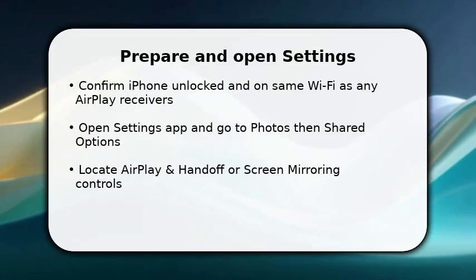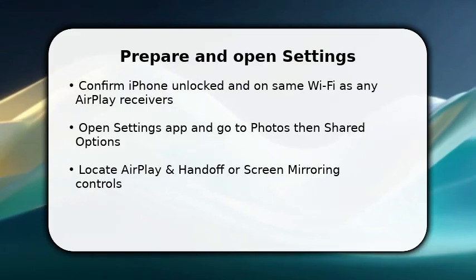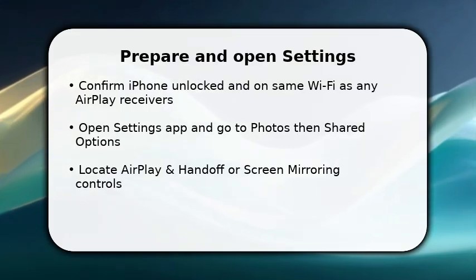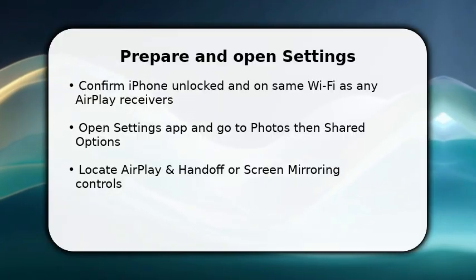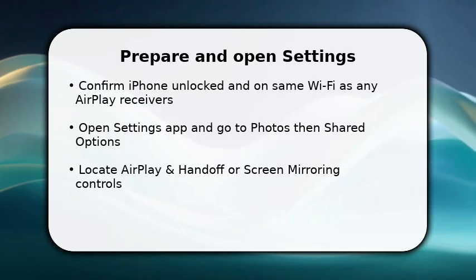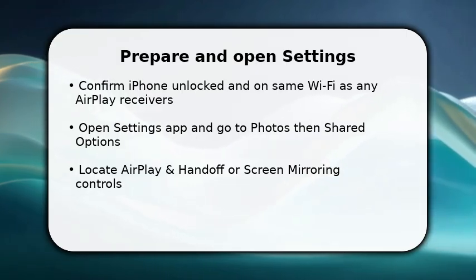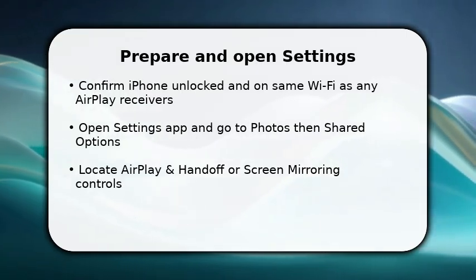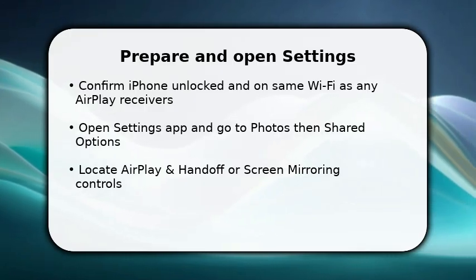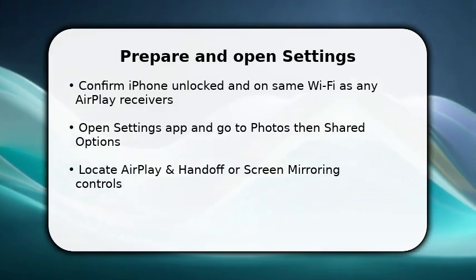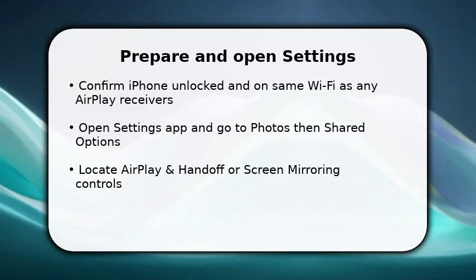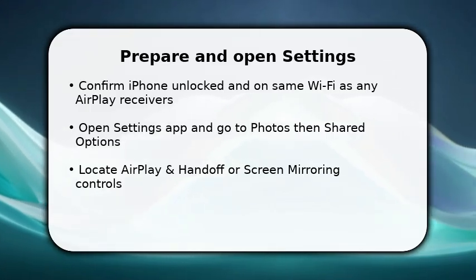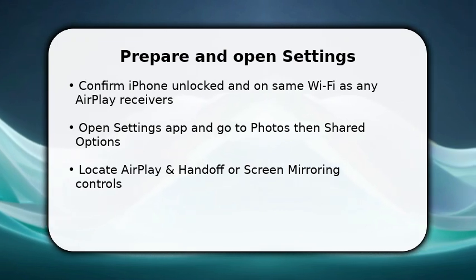You start by ensuring your iPhone is unlocked and on the same Wi-Fi network as any device that might mirror images. This prevents surprises. Once done, open Settings and jump straight to Photos. You need the Shared Options section to control automatic sharing. Make sure to also check Settings, General, AirPlay and Handoff or Screen Mirroring. These are the controls that enable or disable image mirroring. Act now so you can change the actual behaviors in the next step.